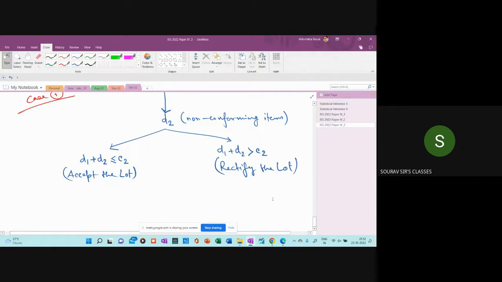In that case, we can say these n1, n2, c1, c2, these four of them are my plan parameters. Clear?